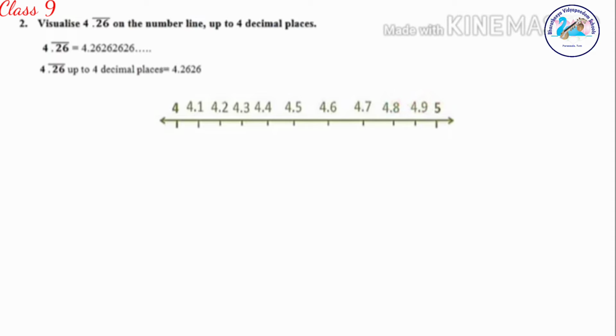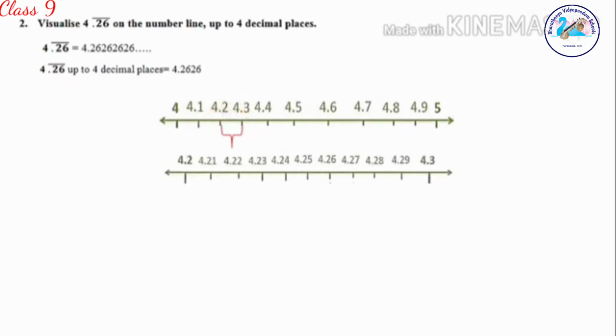So next we need 4.2626. Of course, this is the number we have to mark. 4.2626 lies between 4.2 and 4.3. So that's what we have located. 4.2 and 4.3 are the numbers. 4.2626 lies between 4.2 and 4.3.